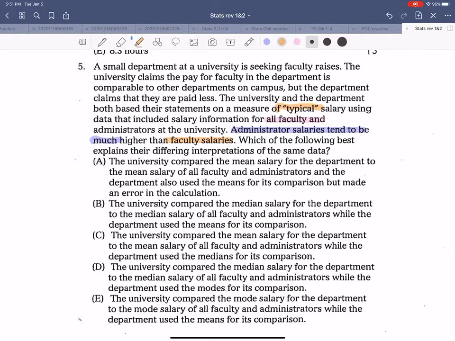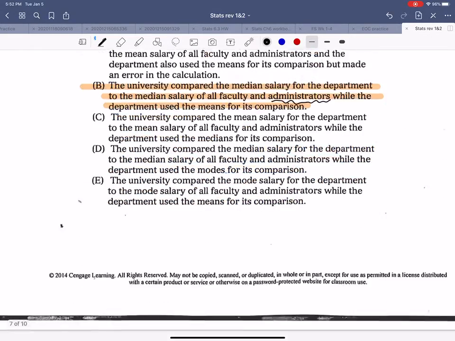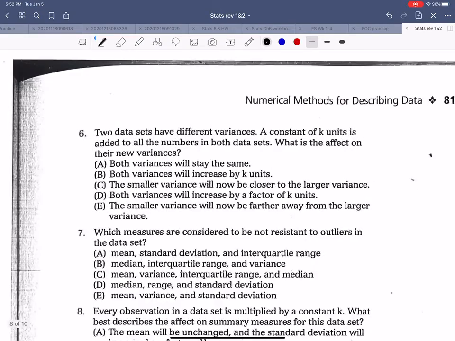So you have these answers here. Let's see if we can make sense of the answer we were provided. We were told the university compared the median salary while the department used the mean. Interesting. So a typical person could have been paid less, but the mean would have been more variable. So that kind of points out the difference there. Interesting question.